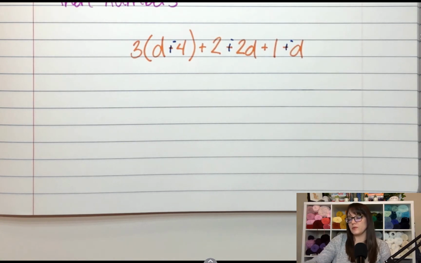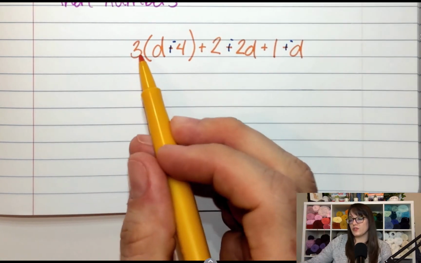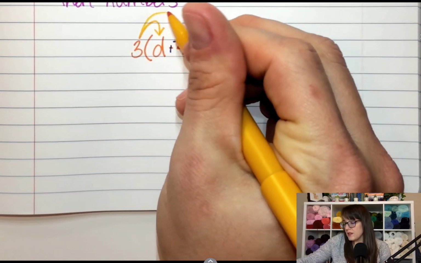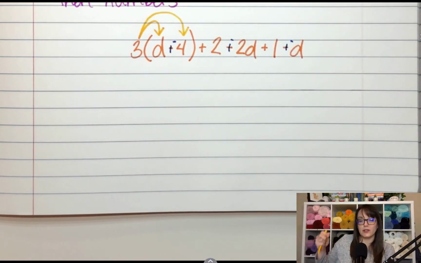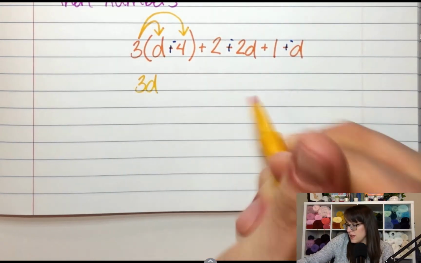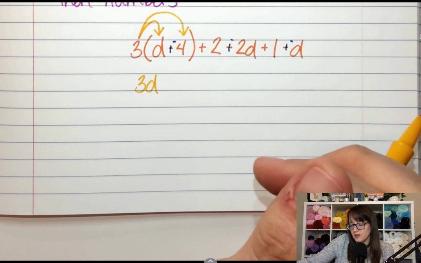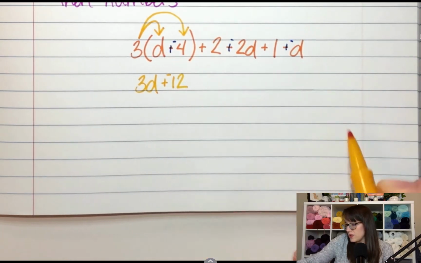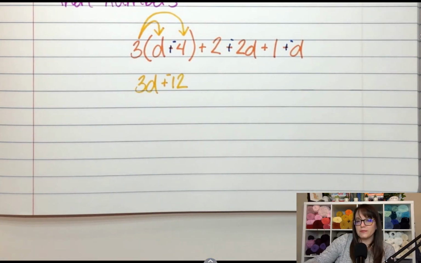All right, what's step 2? I need to distribute this 3. So I'm going to do 3 times d, and then 3 times negative 4. And remember, that's like we're saying there's 3 sets of d plus negative 4. So d plus negative 4, d plus negative 4, and d plus negative 4. So what's 3 times d? Or how many d's would there be? 3d. And 3 times negative 4 is negative 12. So plus negative 12.